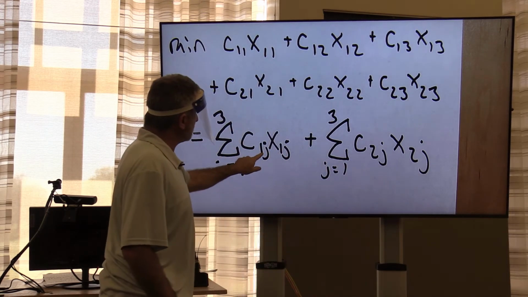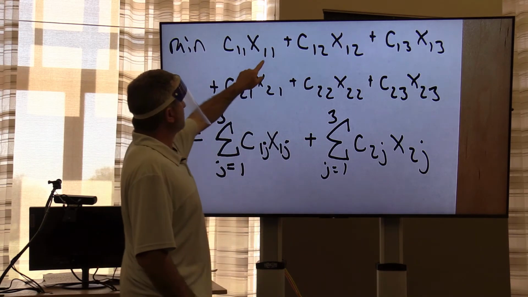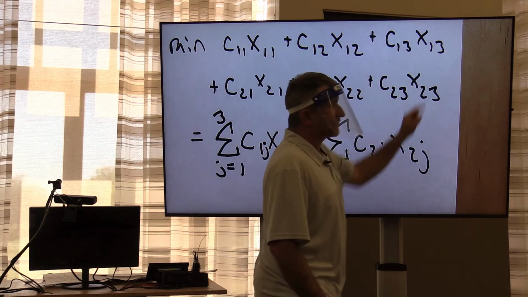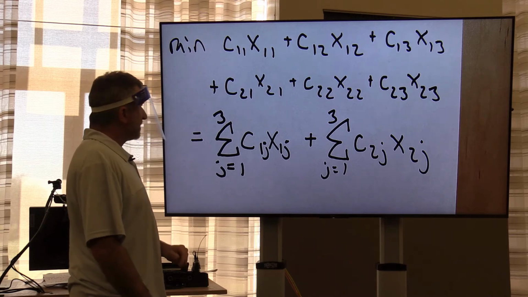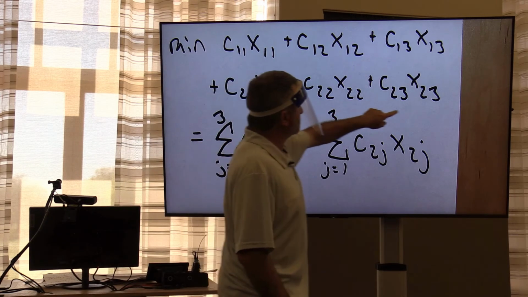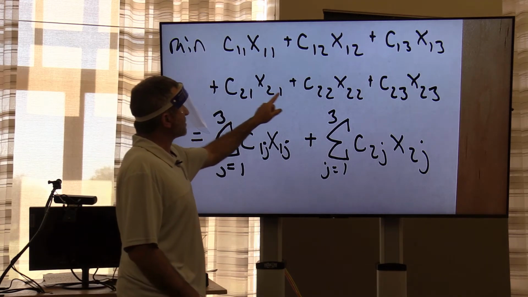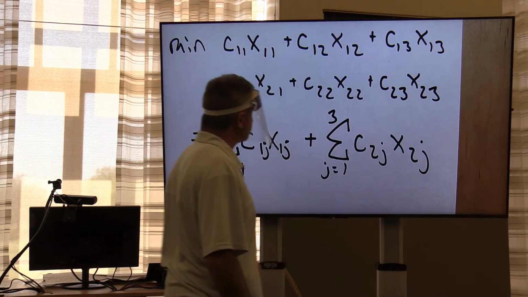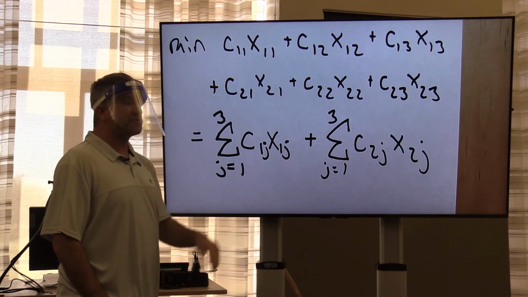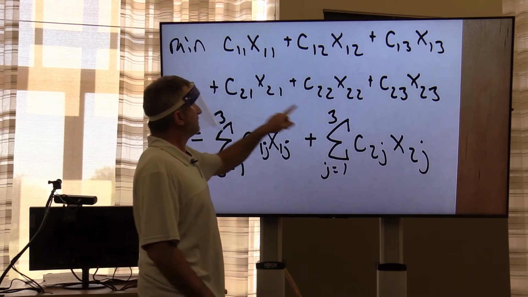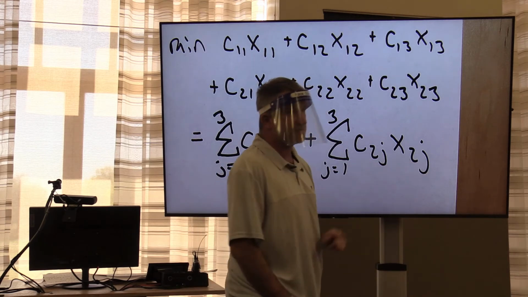So I have C1J, X1J. And then in these 3 terms, J is going from 1 to 2 to 3. So sum J from 1 to 3. Likewise here, I'm collapsing these 3 terms to this one summation formula because the first index is always 2. And then there's 3 terms we're summing where J goes from 1 to 2 to 3. J equals 1 to 3, C2J, X2J.